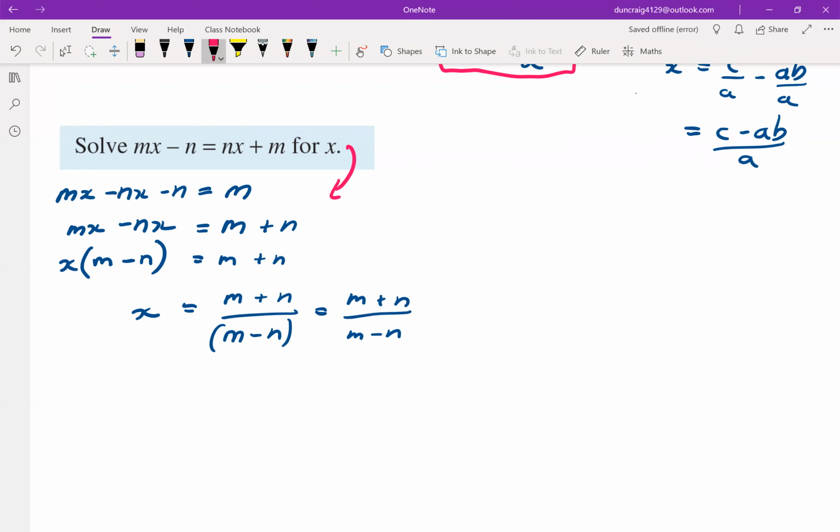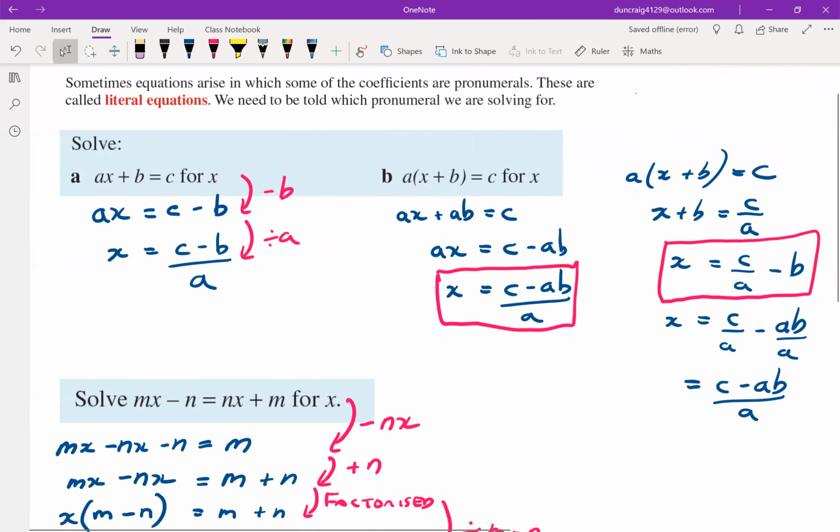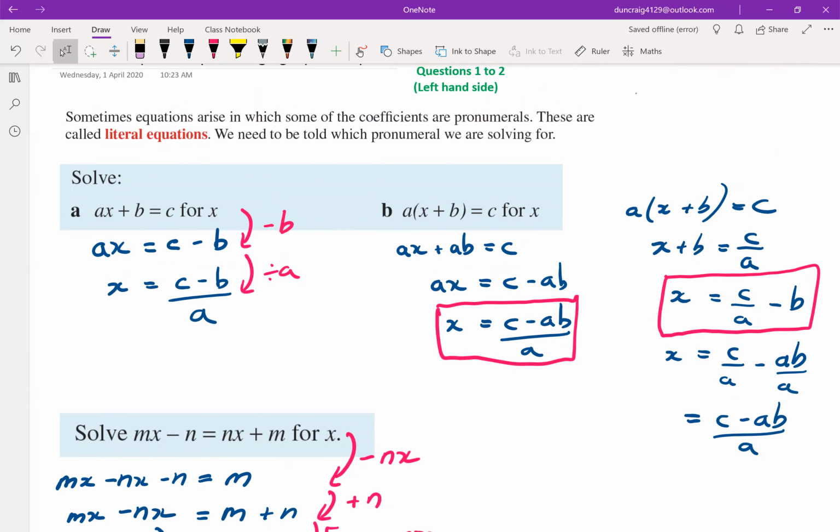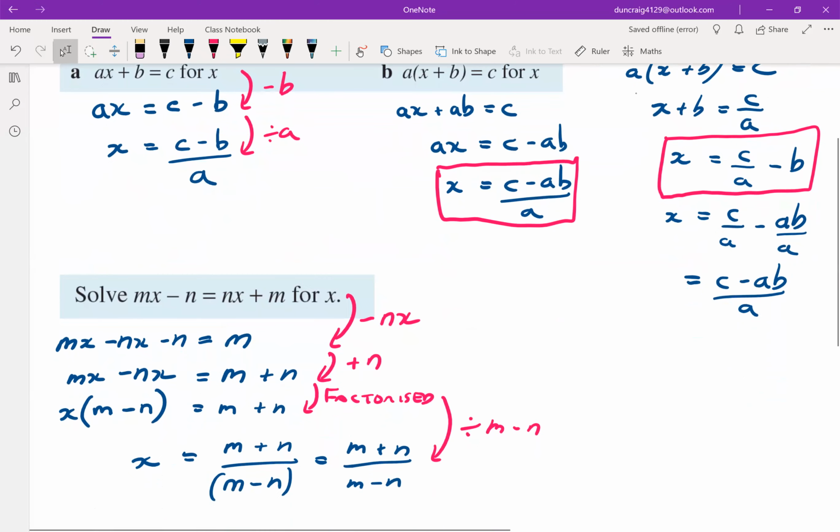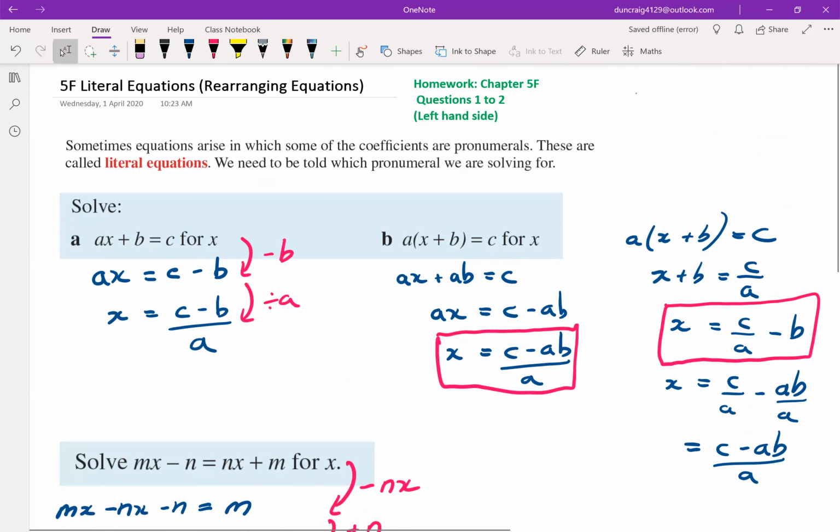So what did I do here? I subtracted nx from both sides. I added n to both sides. I factorized. And then I divided by m take n. So four steps in order to achieve that one. Now, you can put in values for m, n, and x and verify your answer that way. It should work to see if you're on the right track. Cool. That's 5F. Thanks, guys.